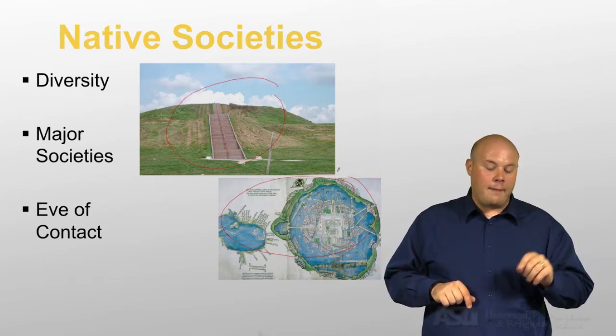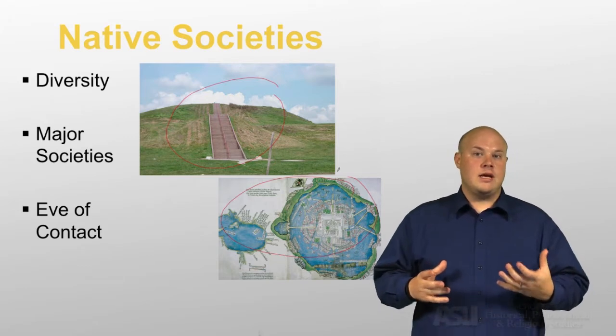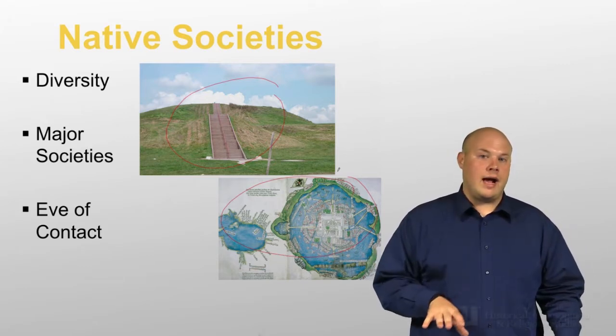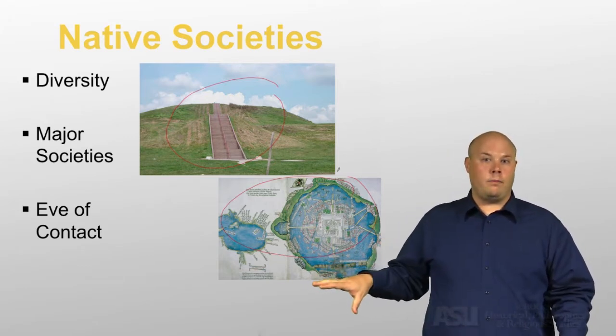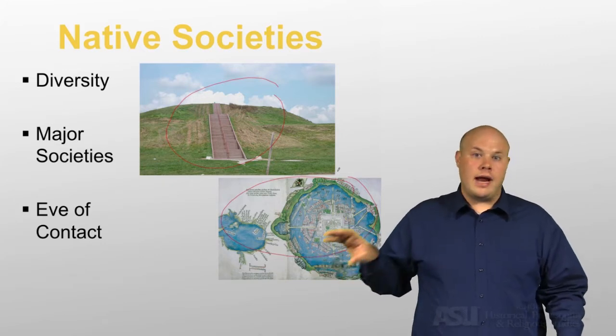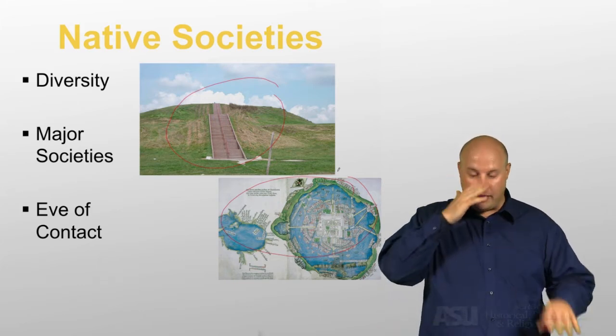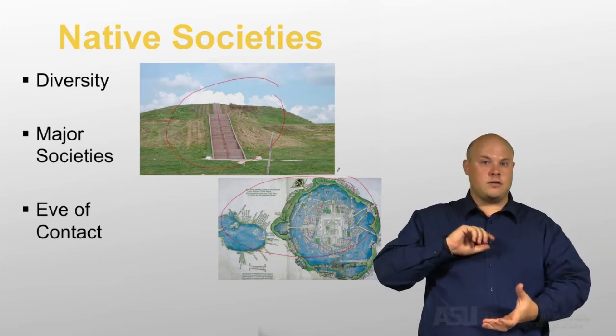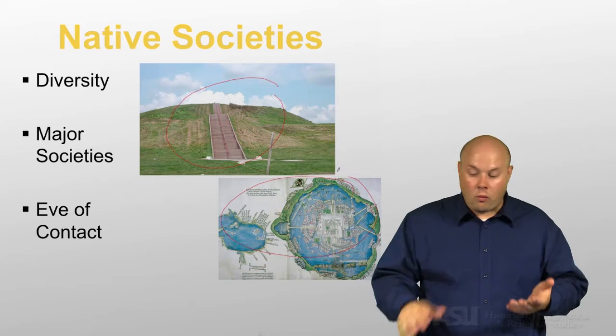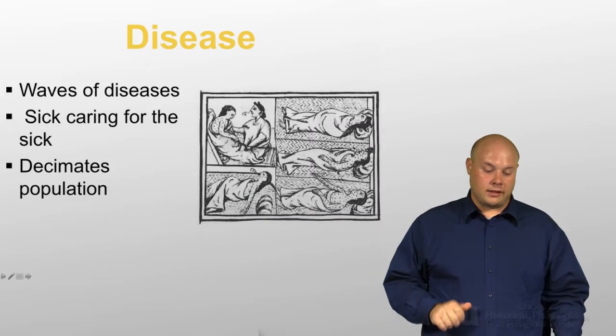One of the things that's going to happen with Cortez, in fact, is Cortez is going to be able to conquer the Aztecs only through the help of these disaffected native groups that had been paying tribute to the Aztecs for quite some time. So you have native societies that themselves are going through immense change, right as Europeans are going to land.